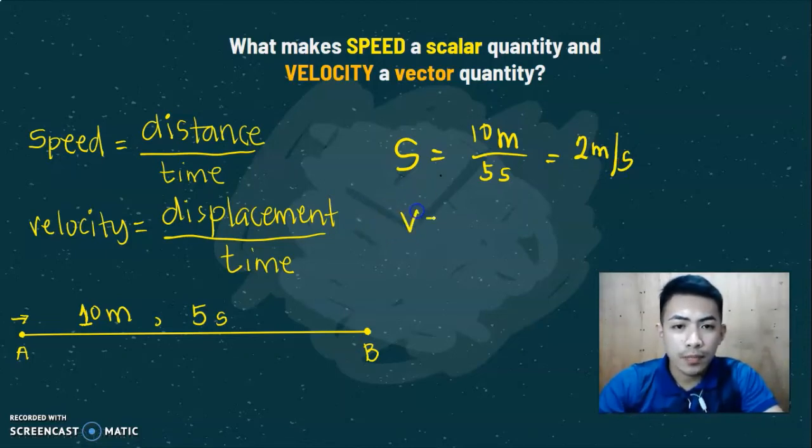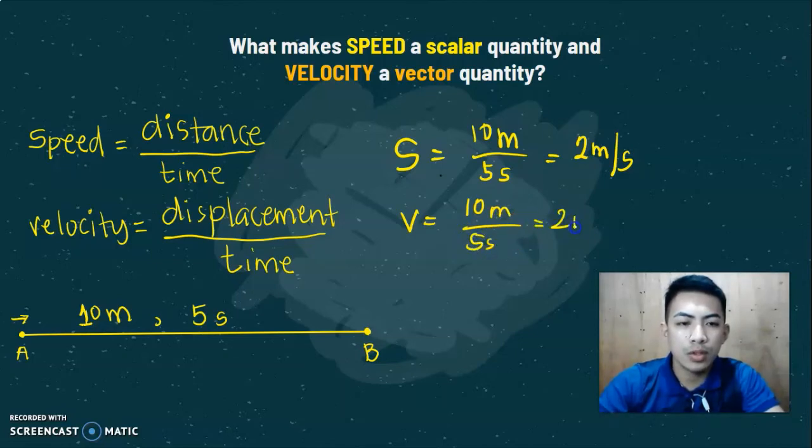For velocity, since we are dealing with displacement over time, in this case, displacement is just a change in position. So in this case, an object changed its position from A to B, and the displacement that it covers is also 10 meters. So eventually we will arrive at the same answer, which is 2 meters per second.